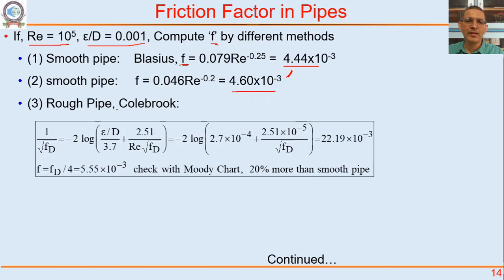If I use rough pipe now, Colebrook equation, this is the equation. Substitute, get it for yourself. Iteratively get a value of FD. You can use a calculator. You will get 22.19 into 10 raised to minus 3. And Fanning friction factor will be Darcy friction factor divided by 4. You will get it as 5.55 into 10 raised to minus 3. So now compare. Friction factor would be 20% more for an actual rough pipe rather than a smooth pipe. So it's not correct to use the smooth pipe equation. We don't use this when we know that the pipe is rough.